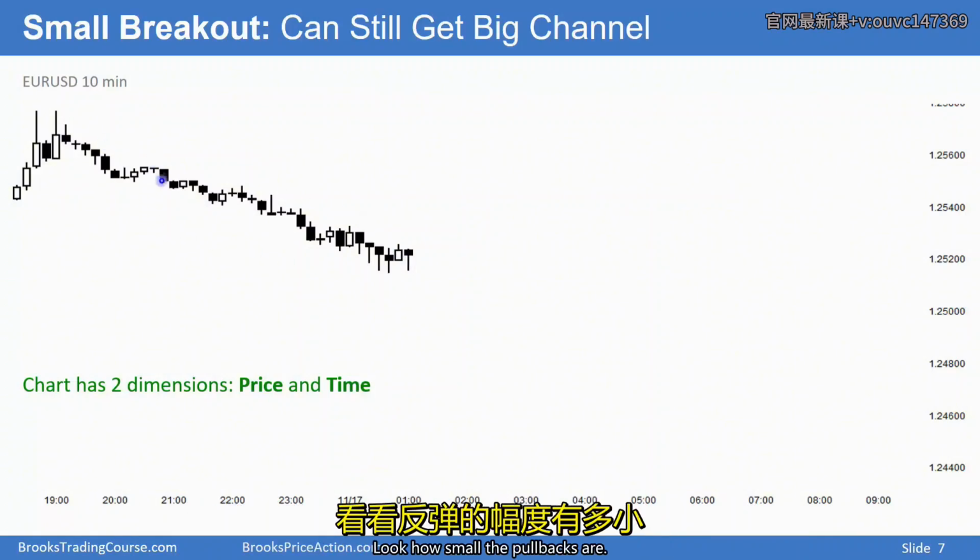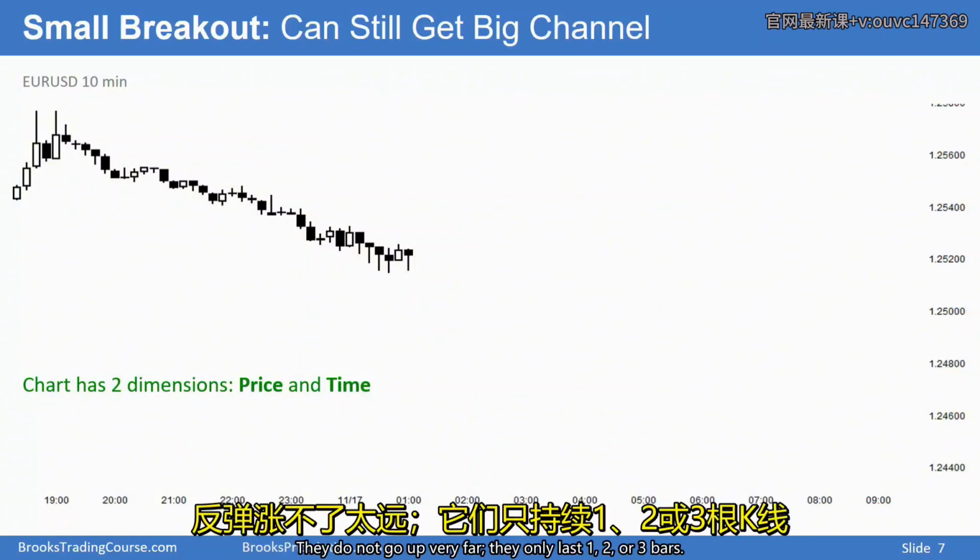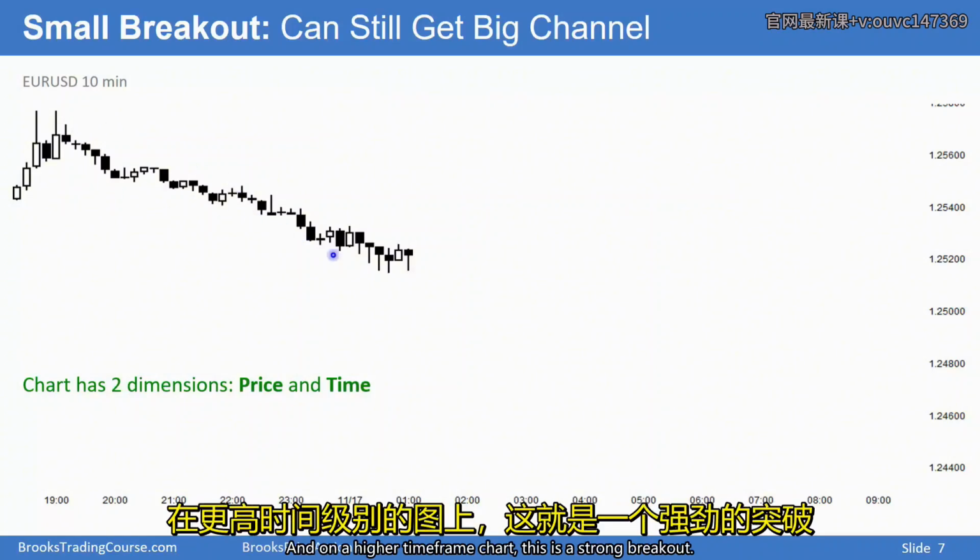Look how small the pullbacks are. They do not go up very far. They only last 1, 2, or 3 bars. And on a higher time frame chart, this is a strong breakout.